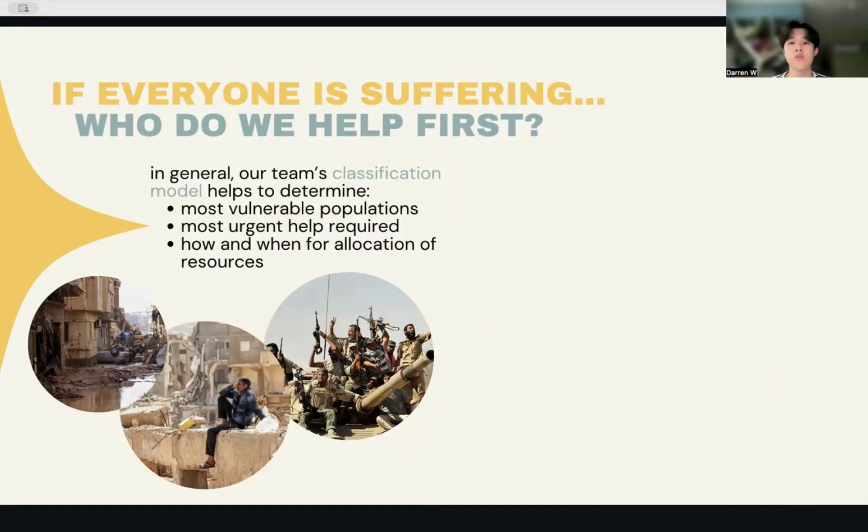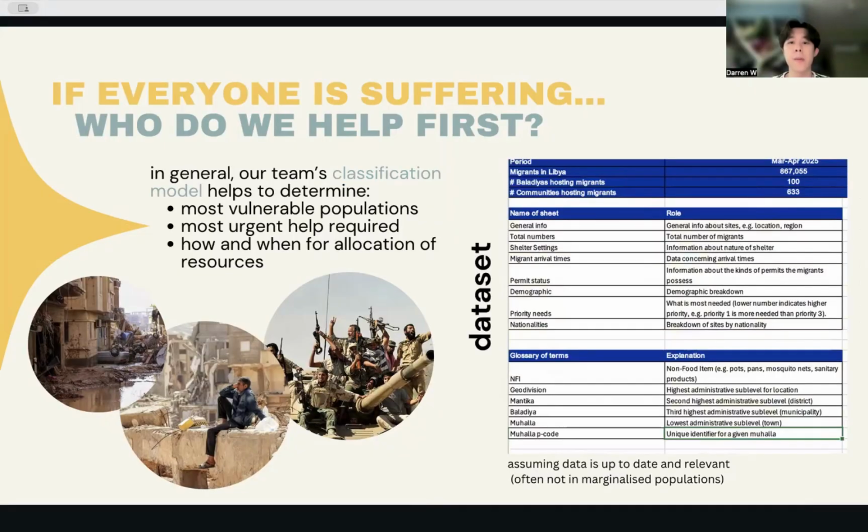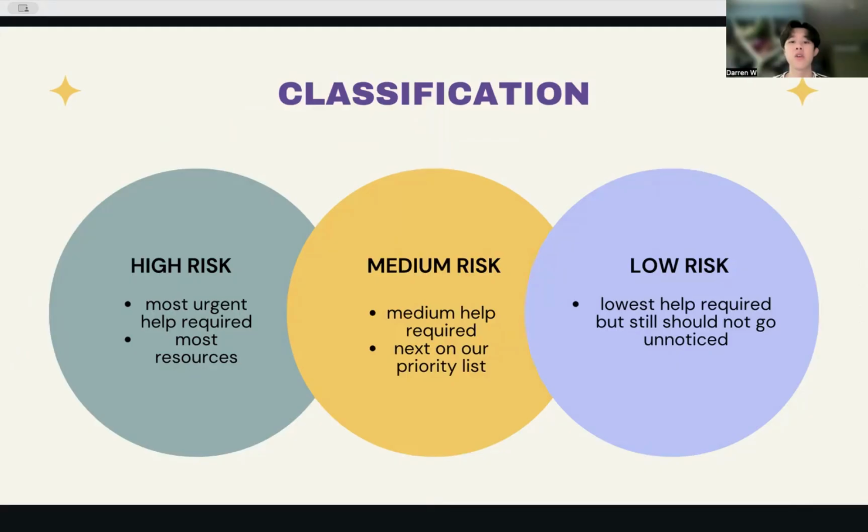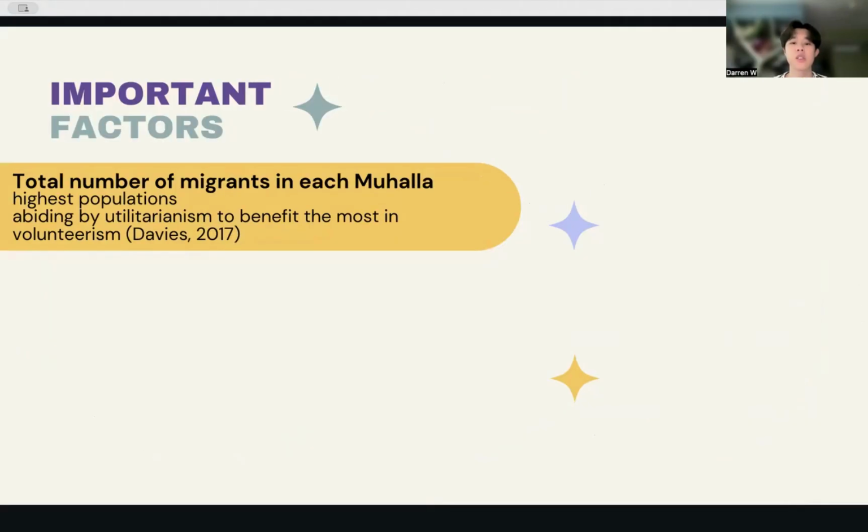In general, our team's classification model helps to determine the most vulnerable populations, the most urgent help required, and how and when to allocate resources. Given the criteria, our team has created 3 categories: high, medium, and low risk. The important factors we have considered are shown.